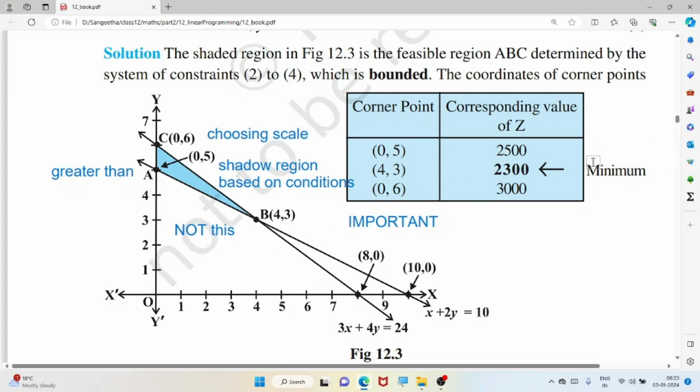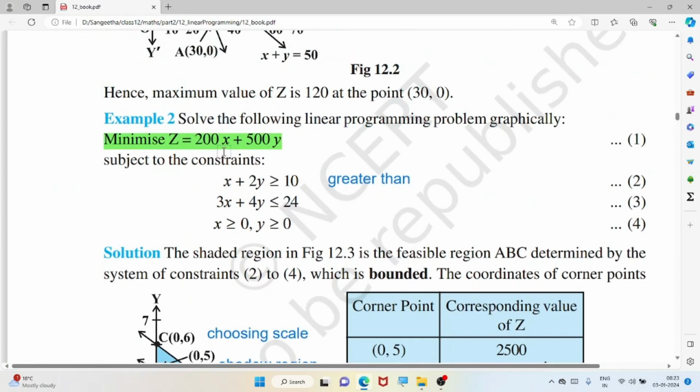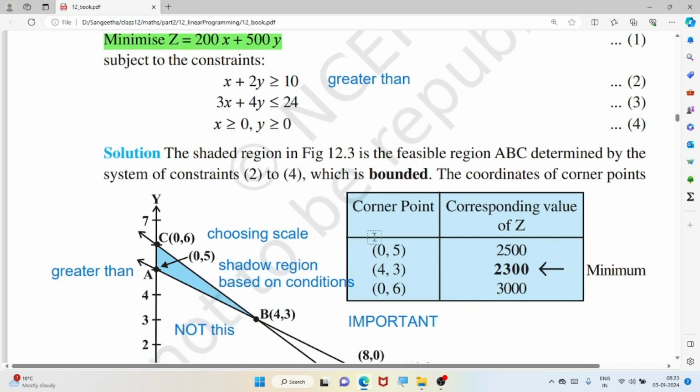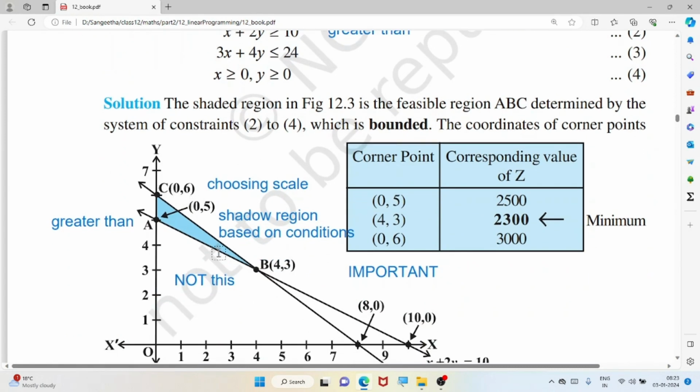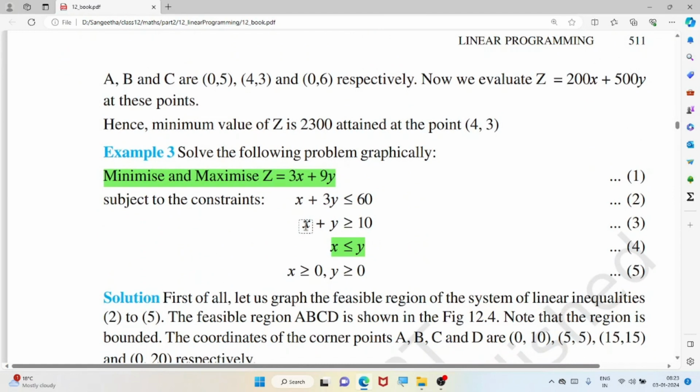Okay, so after that, using this, minimize this equation for each corner point. For this point, you find out the z, then choose the minimum value. Okay, here minimize and maximize.